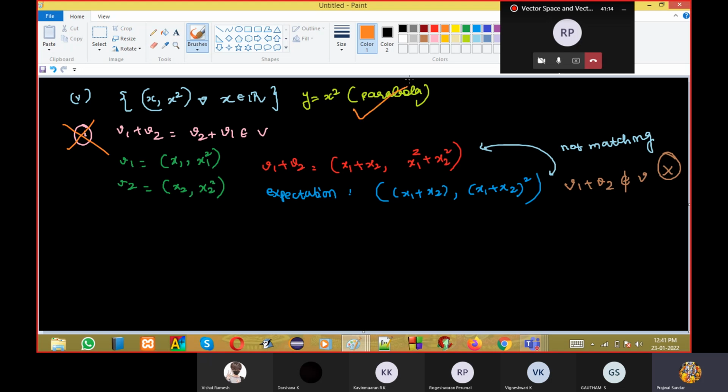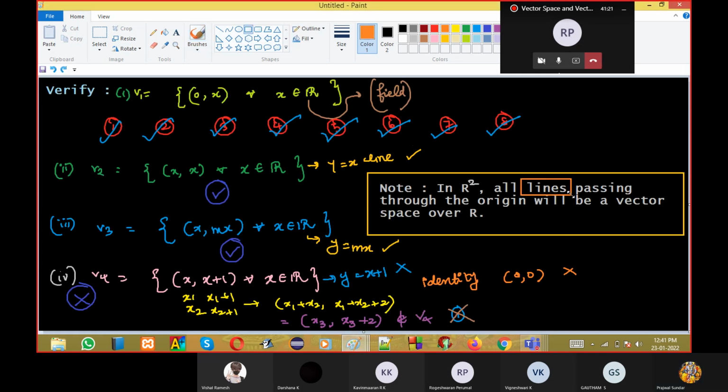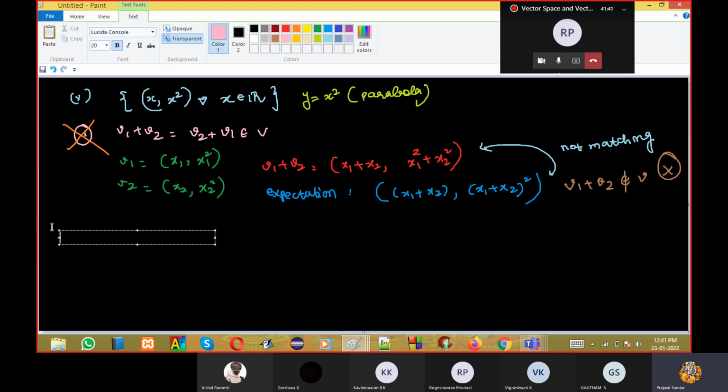You cannot have a parabola or any other curve. Only a line is allowed, and that too it should pass through the origin. Remember these two: a line, passing through the origin. Only these two will generate a vector space. Clear? Just do one question from the sheet which ma'am gave, and the last question of vector space, then I'll move to vector subspace. Just wait patiently for 2 more minutes.